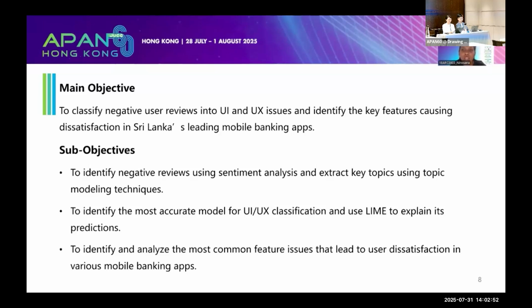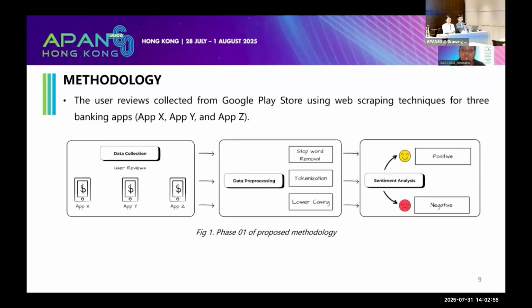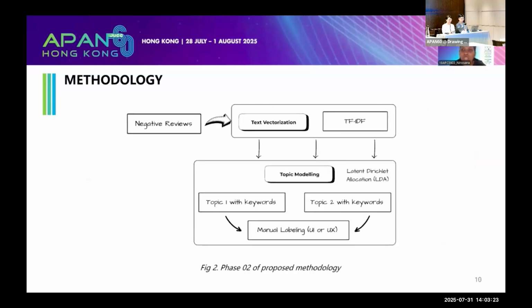Next, the process was divided into 3 main phases. In the first phase, user reviews were collected from the Google Play Store using web scraping techniques for the 3 mobile banking apps, and then I applied NLP techniques like stop word removal, tokenization, and lowercasing to pre-process the data. Finally, sentiment analysis using the VADER model helped identify the positive and negative reviews. To explore user concerns in more detail, negative reviews were filtered.